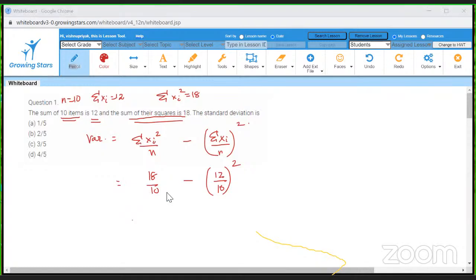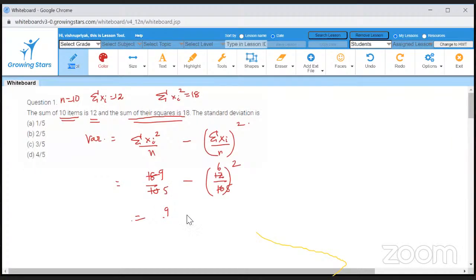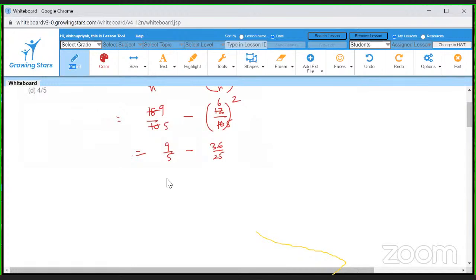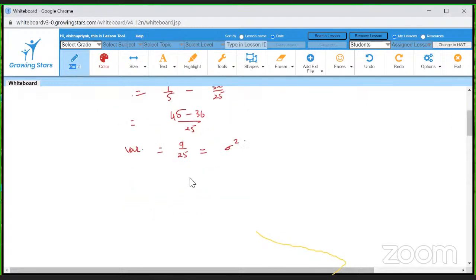So 2 9s, 2 5s, 2 6s, 2 5s. 9 by 5 minus 36 by 25. If you take common denominator, you will have 45 minus 36 by 25. And what is 45 minus 36? 9 by 25. This is variance, which is sigma square. So standard deviation sigma will be square root of 9 by 25. That is 3/5.